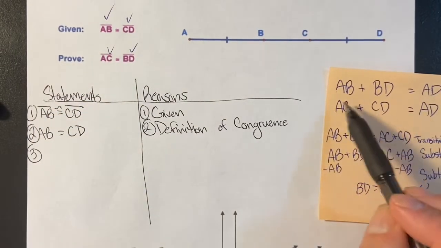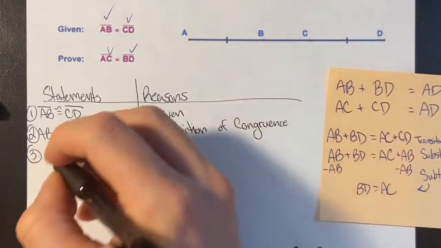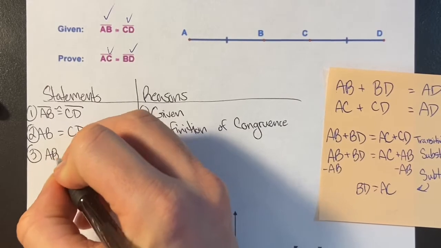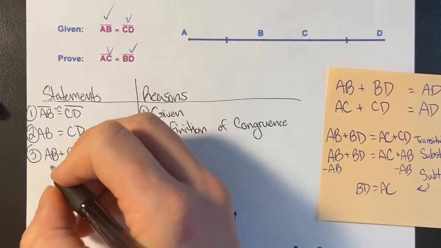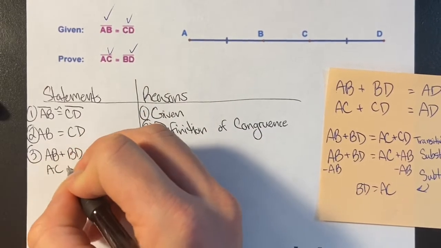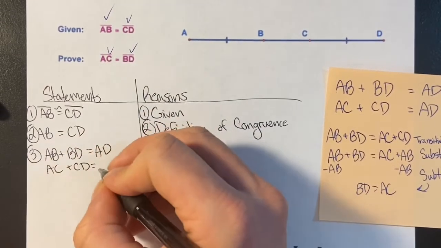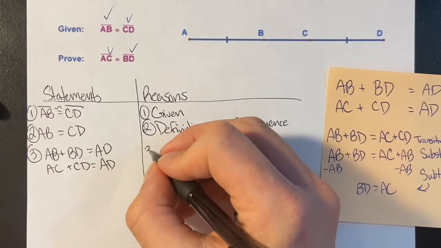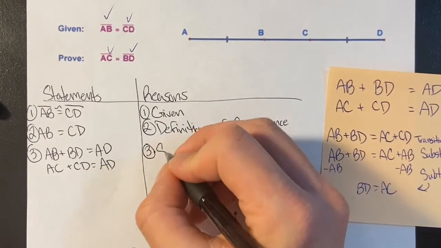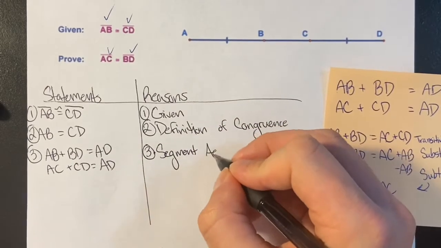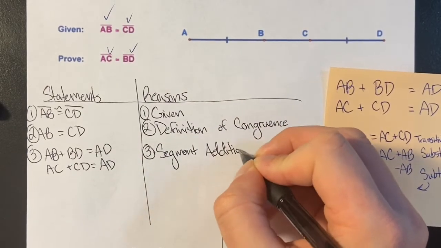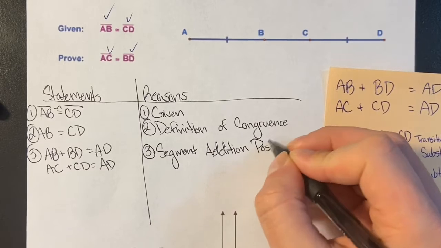Three, I'm going to write all that out. AB plus BD equals AD, and also AC plus CD equals AD, and that was the segment addition postulate.